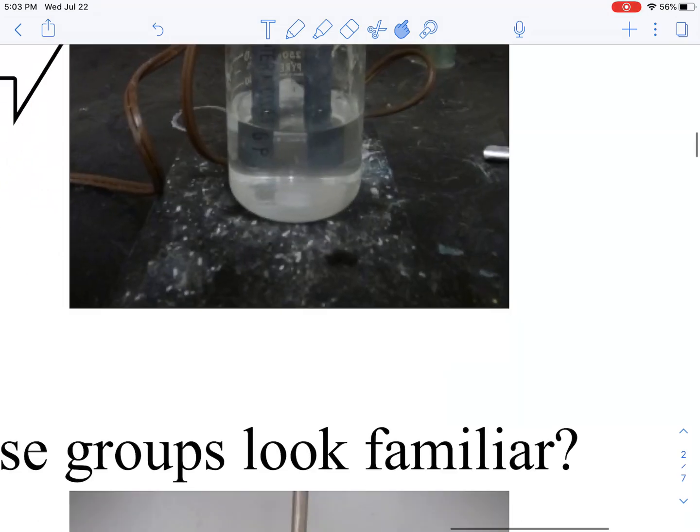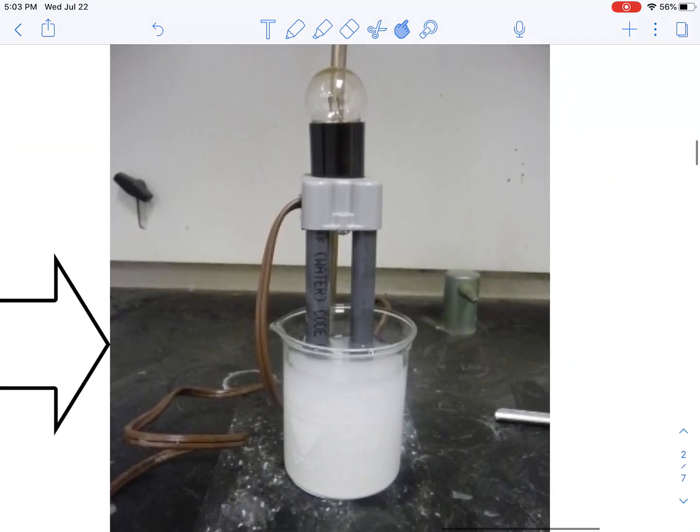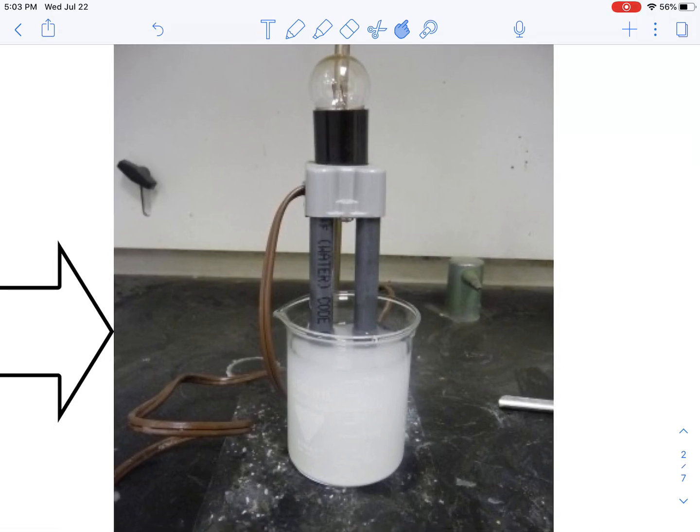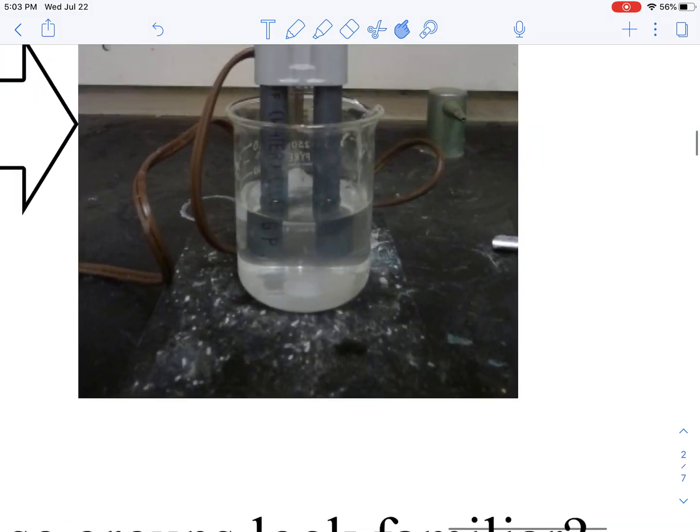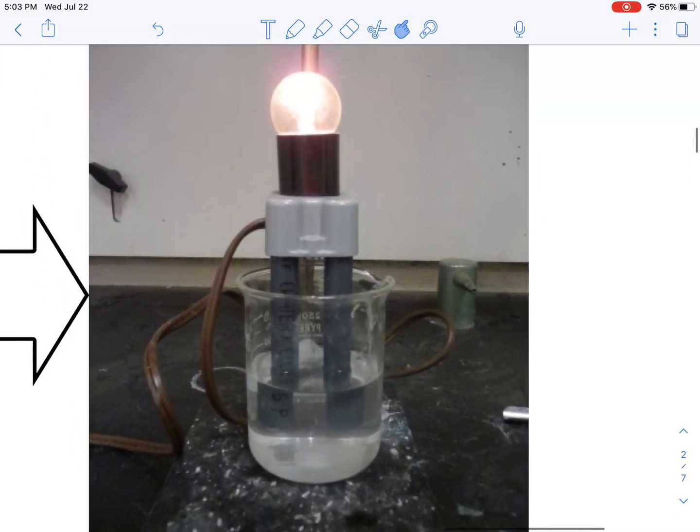What do you notice about that beaker? And then what do you notice about that beaker in comparison? Think back to our last lesson on solubility. What does that look like? And then what does that look like?